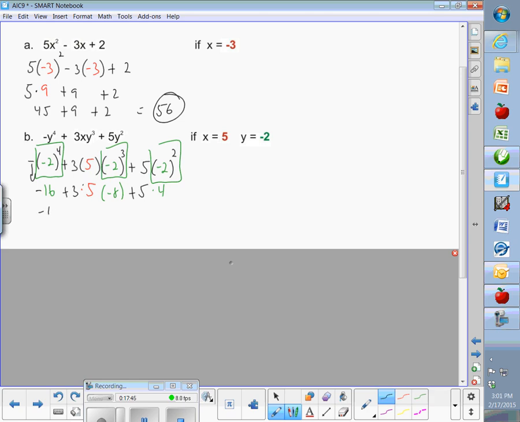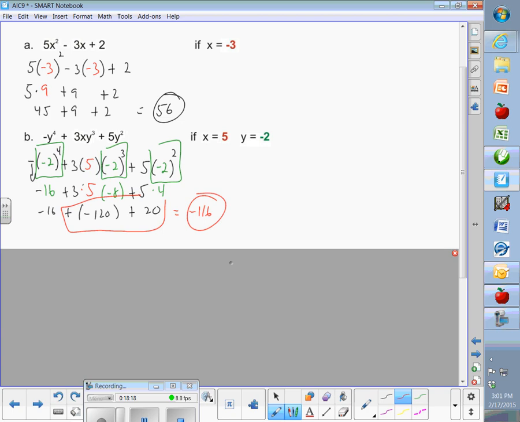So what do I got? I got a negative 16. 3 times 5 is 15, and 15 times a negative 8, use your calculator. This thing ends up being negative 120, and then 5 times 4 is 20. I don't know how your brain thinks, but to do this in my head, if I add these two up, I have a negative 100. 100 negatives and 16 more negatives, negative 116. Again, if you need to, use your calculator, but that one is negative 116.